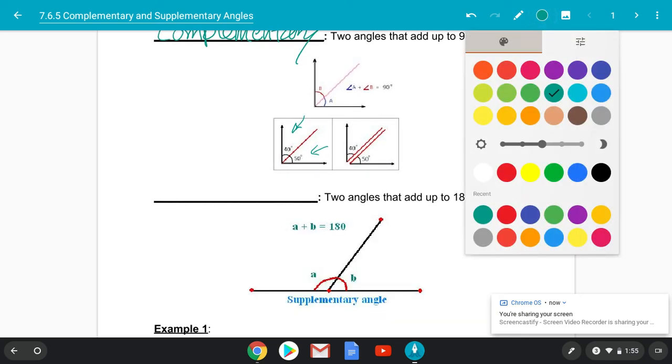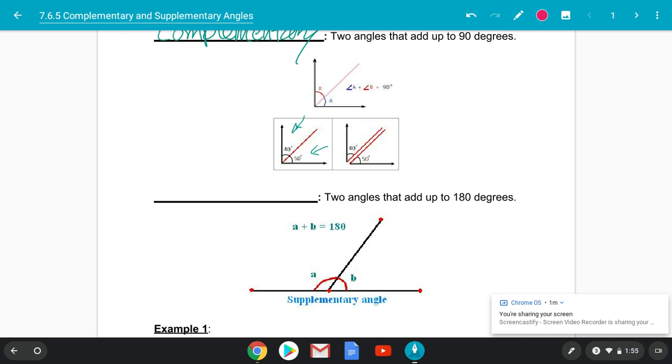The next one that we're going to talk about is supplementary angles. Supplementary angles are two angles that add up to 180 degrees. When we talk about 180 degrees, we're talking about the same thing as a straight line. So when we have a supplementary angle, we have two angles that when we put them together would add up to 180 degrees, or that would form a straight line.